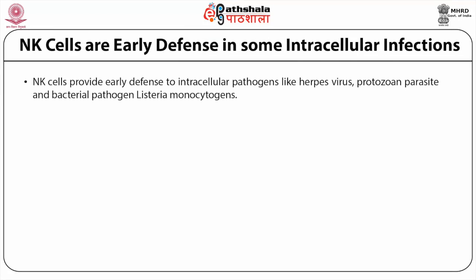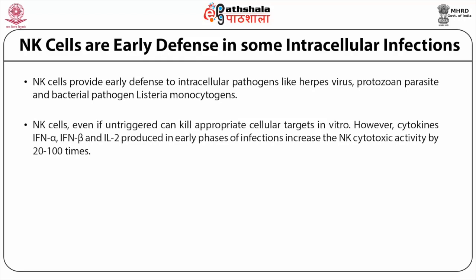NK cells provide early defense to intracellular pathogens like herpes virus, protozoan parasite, and bacterial pathogen Listeria monocytogenes. NK cells, even if untriggered, can kill appropriate cellular targets in vitro. However, cytokines IFN alpha, IFN beta, and interleukin 2 produced in early phases of infections increase the NK cytotoxic activity by 20 to 100 times.